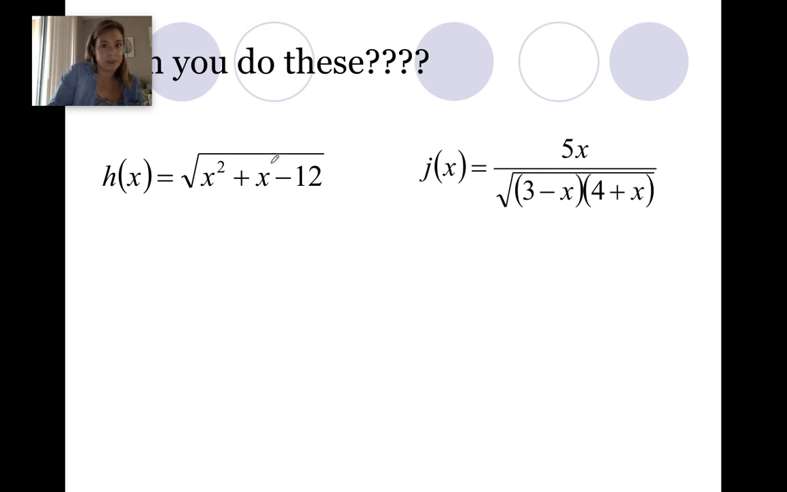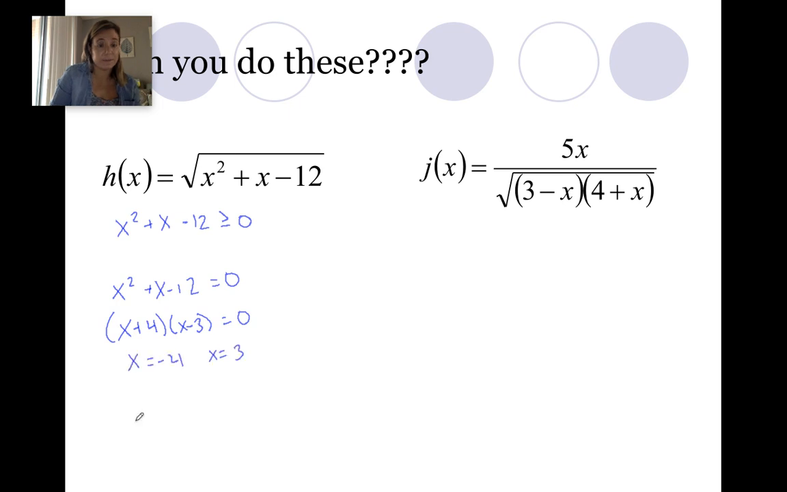h of x, okay, I'm taking the square root, so this cannot be negative. So I want x squared plus x minus 12 to be greater than or equal to 0. It gets a little weird when I try to factor and do something with this, so I'm just going to figure out where it is 0. So I'm going to have to factor: x plus 4, x minus 3. So it's going to be 0 at x equals negative 4 and x equals 3. But it's allowed to be 0.